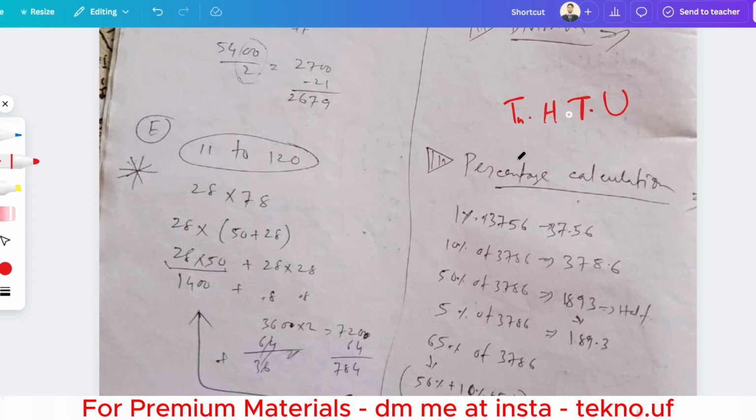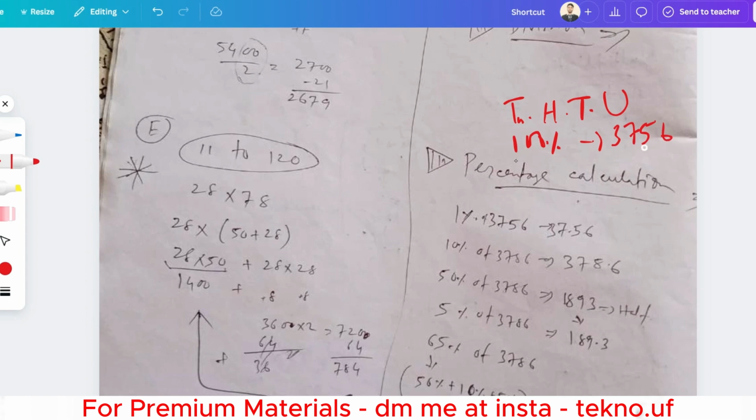So let's say the dot can be anywhere. So what is 1% of 3756, and what is 10% of 3756? Let me tell you. 100% of 3756 is 3756. 100% of this number is itself.